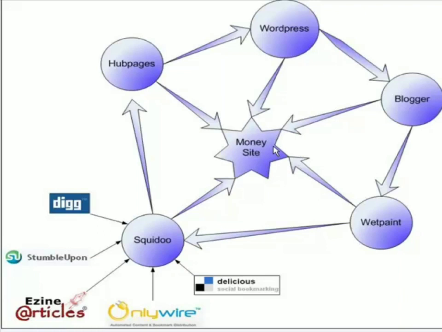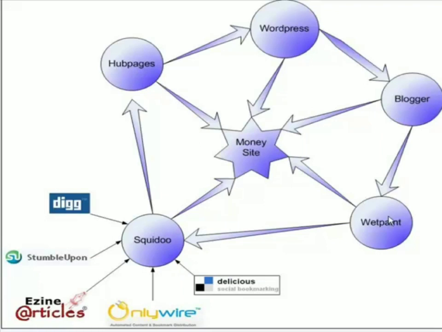Okay, so here we have a picture of a link wheel. You can see it's fairly easy to understand. This one has 1, 2, 3, 4, 5 spokes. Now typically a link wheel may have more, may have less. It depends on how many you want to create. But you can see what we do is that each of these spokes is linking to another one of the spokes and to the money site.